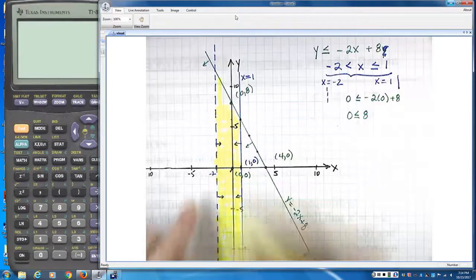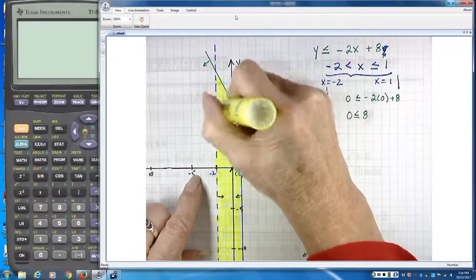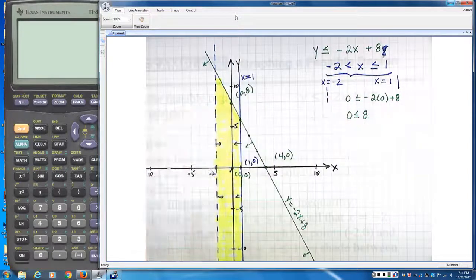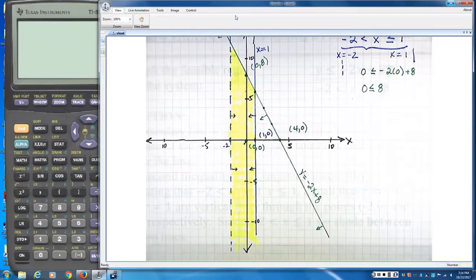It continues on down there, but it's going to stop inside that green line because I'm shading below that green line. So that's my feasible region. That yellow region is my feasible region for that set of inequalities.